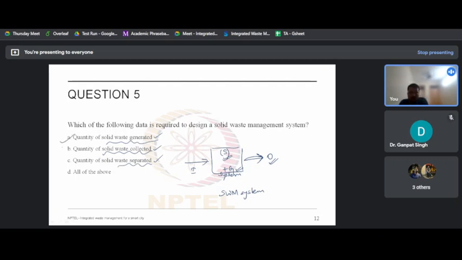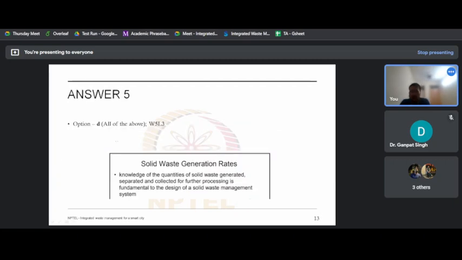So A is correct, B is also correct, C is also correct. So the answer will be all of the above. It is option D. Moving on, we'll discuss this. So option D was the answer, all of the above. Students can refer to the third lecture of this week. So knowledge of the quantities of solid waste generated, separated and collected is fundamental to the design of a solid waste management system.